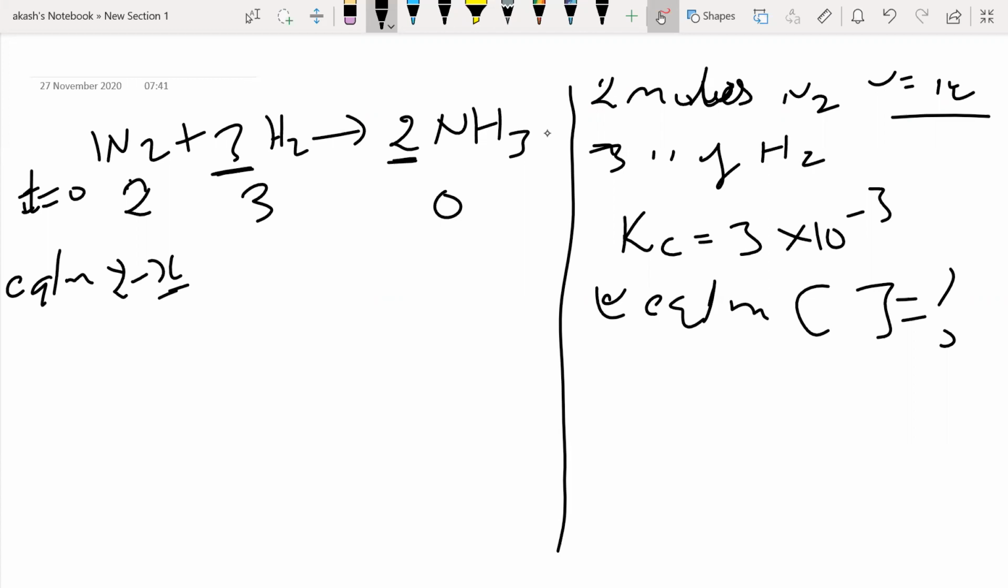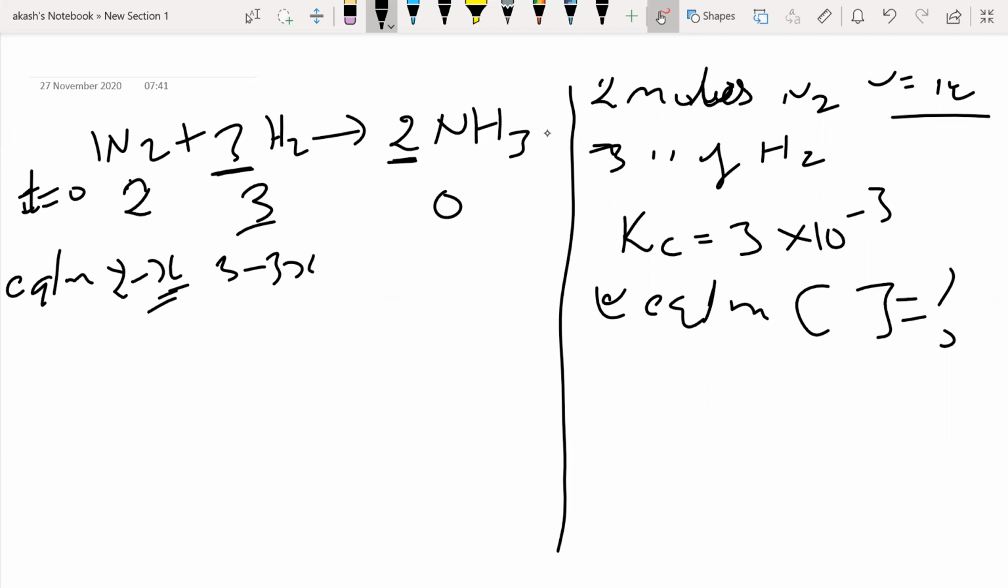So now what should I write here for H2? Think and tell me. For 1 mole of N2 reacting, I require 3 moles. Now how many moles of N2 is reacting? 6 minus 3x? Why 6 minus 3x? Initially, how many moles of H2 do I have? Only 3. So 3 minus how much is reacting? 1 mole of N2 requires 3 moles, so if I have X moles, how many moles of H2 is required? 3x. Everybody understood how 3 minus 3x came, right?